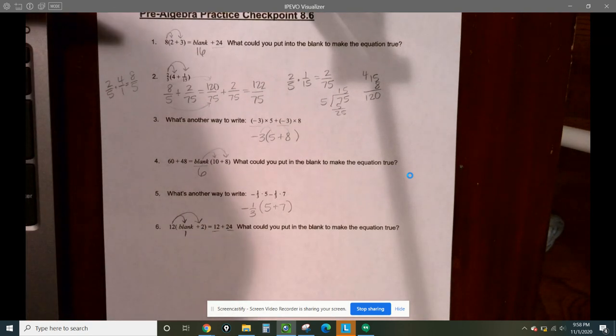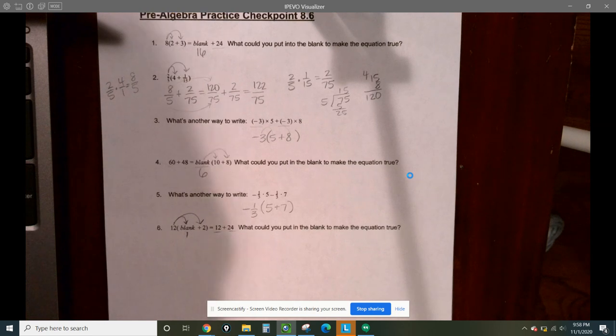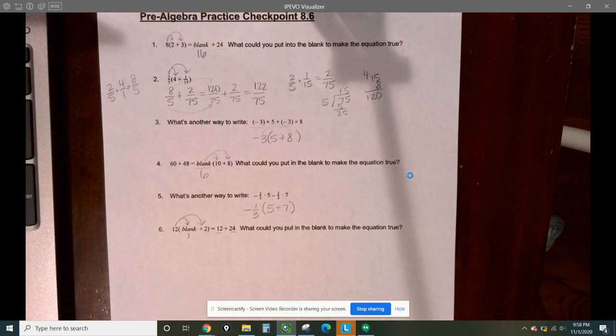So if you feel good about this lesson and about the distributive property, go ahead and take your checkpoint now. If you still need more help on any of these problems, go ahead and call me, text me, email, IM, something to get some help before you take your checkpoint.